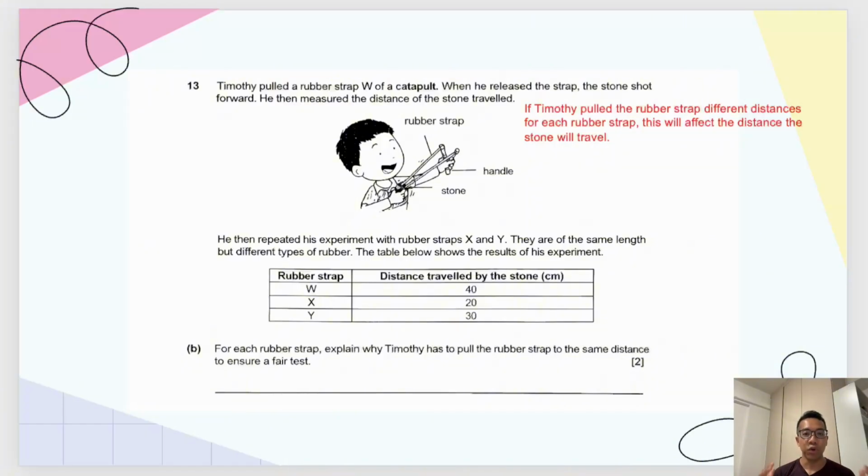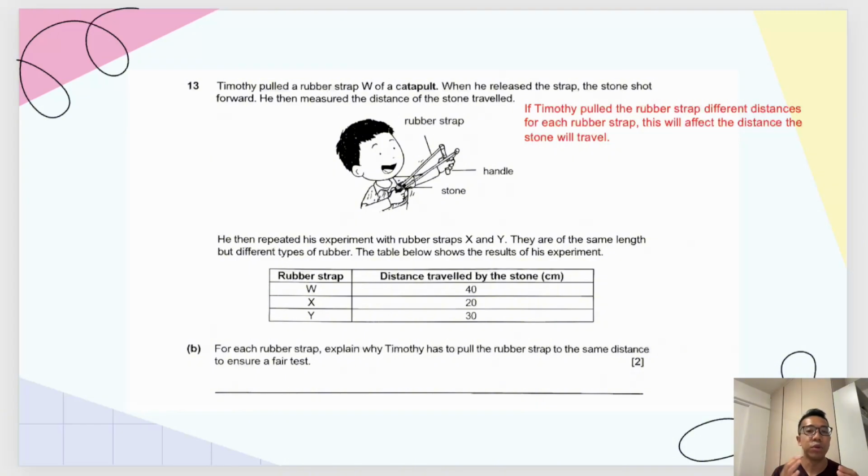Let's have a short recap. For every science experiment, there needs to be only one variable. So a variable is something that you change. In this experiment, Timothy has decided that the variable will be the rubber strap. That will mean everything else has to remain the same. And this includes the amount of pulling done on the rubber straps.